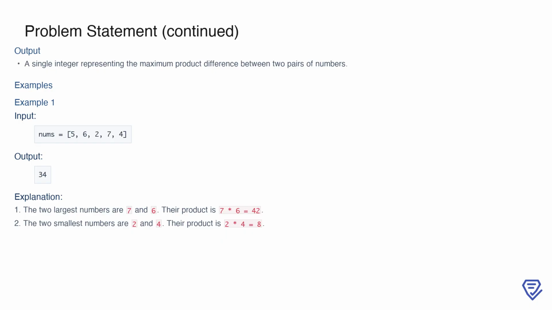Suppose the input array is nums equals 5, 6, 2, 7, 4. The two largest numbers in this array are 7 and 6, so their product is 7 * 6 equals 42. Meanwhile, the two smallest numbers are 2 and 4, and their product is 2 * 4 equals 8. To find the maximum product difference, we subtract the smaller product from the larger one, 42 - 8 equals 34. Therefore, the output for this input is 34.